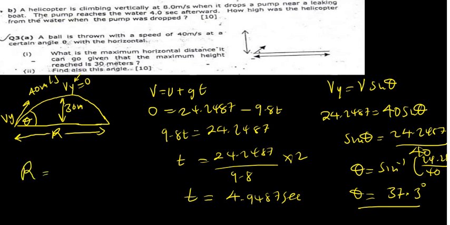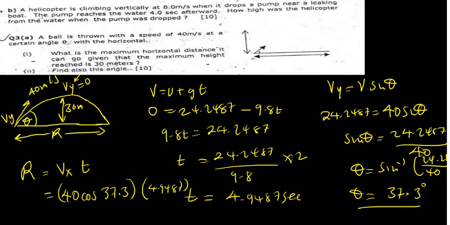Now to find the maximum horizontal range. Range is given by velocity in the x multiplied by time. Velocity in the x is given by velocity cos theta. In this case, the velocity with which the stone was thrown is 40. So that will be 40 cos theta, the angle we've already calculated as 37.3. Then the answer we find will be multiplied by the total time of flight, which is 4.9487. And this is going to give us a maximum horizontal range of 157.4 meters. So that is it for this one.